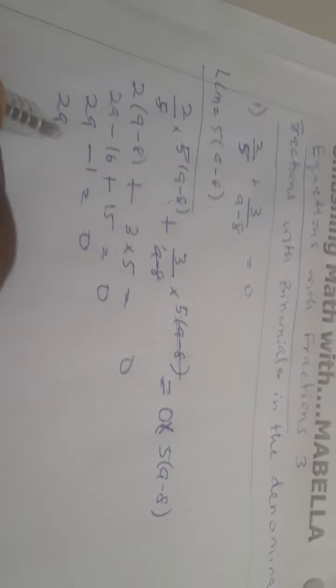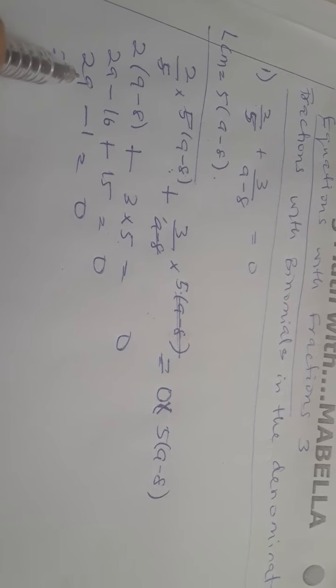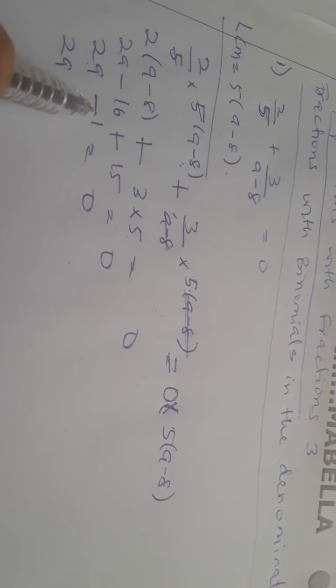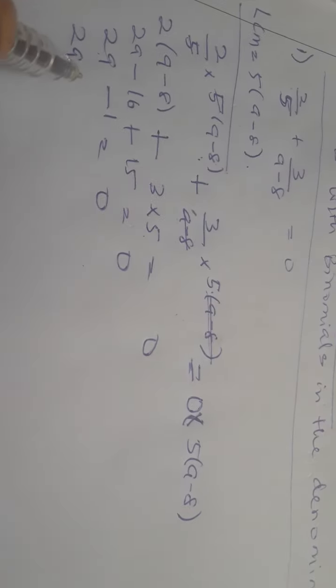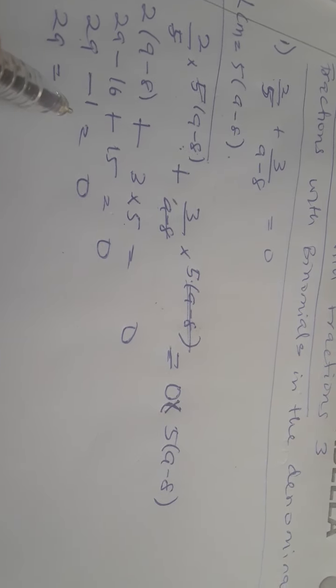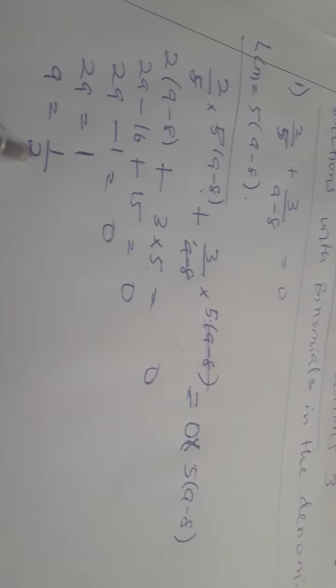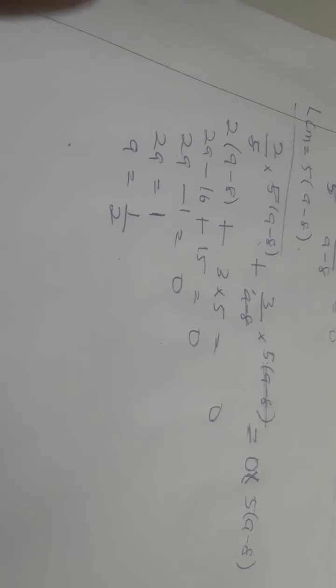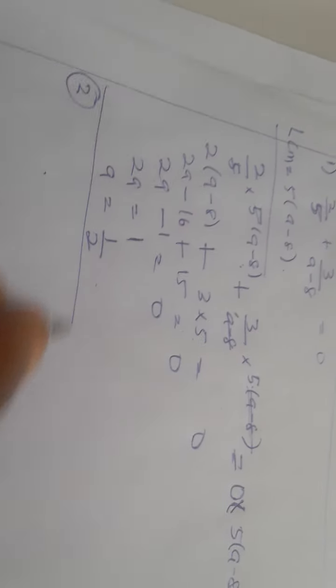So 2a minus 1 is equal to 0. We have to isolate our a. Remember, we're solving for a. So you add 1 to this side and add 1 to this side. Minus 1 plus 1 is 0. So 0 plus 1 will give you 1. Therefore, a is equal to 1 over 2. That is our first illustration. I hope we're clear. Let's try the next one.